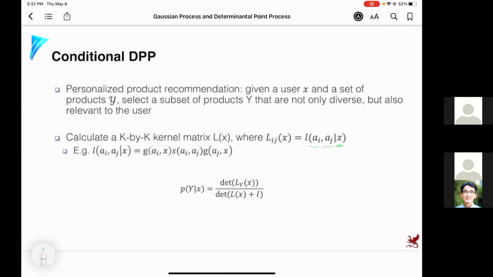I will have some information X from my user, and then I will come up with a different Gram matrix that depends on X. And then using this Gram matrix, I can set up my DPP for the best subset selection.